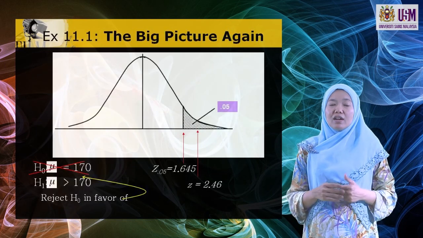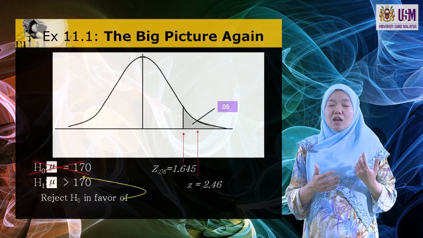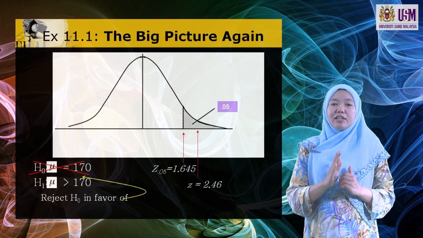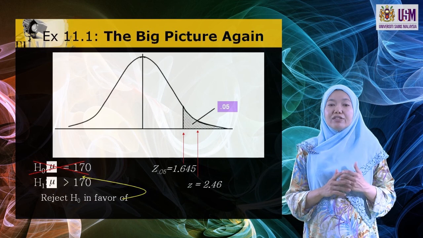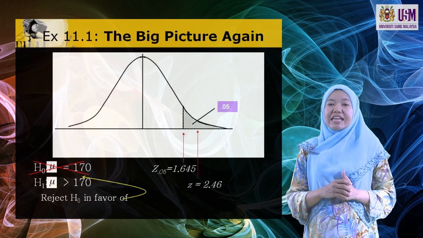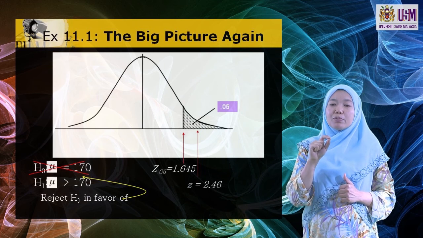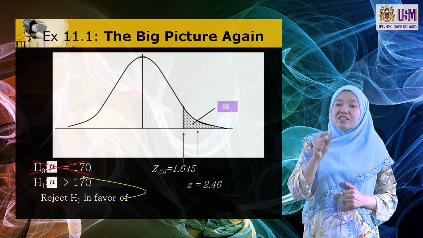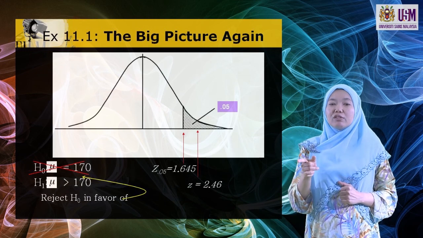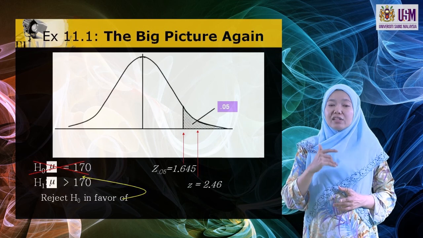Using the second approach, still example 11.1, this is the big picture again. Using the standardized approach, you do the sketch, the normal bell-shaped curve. Remember, your mu in the middle is no longer 170, but now it is 0. The shaded area is one tail, because the symbol is greater than, 0.05. So you read the critical value at that point, Z at alpha 0.05 is 1.645, and the Z that you calculated just now equals 2.46. It falls within the rejection region. So because of that, you make the decision to reject H0 in favor of H1. So you are accepting the alternative hypothesis.